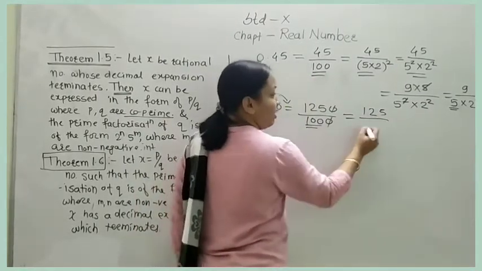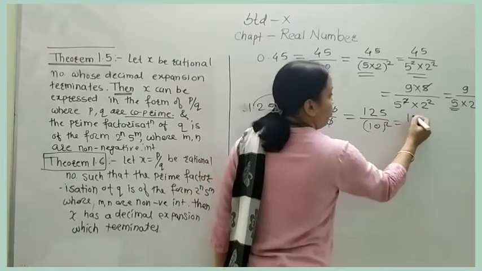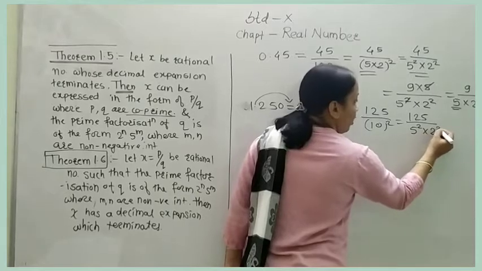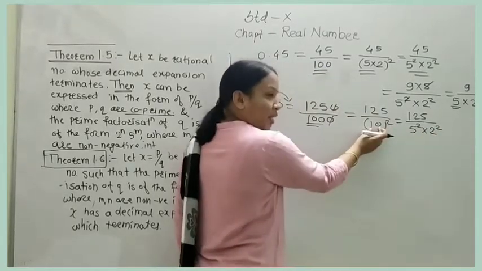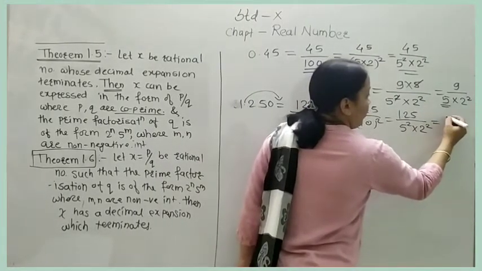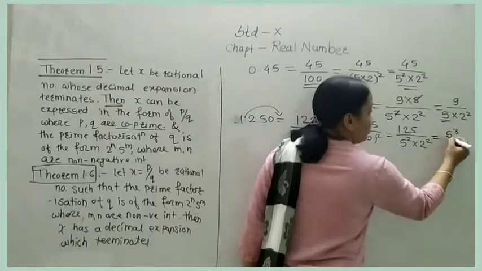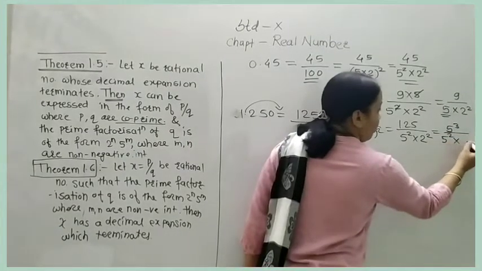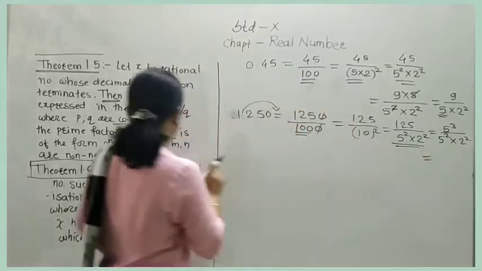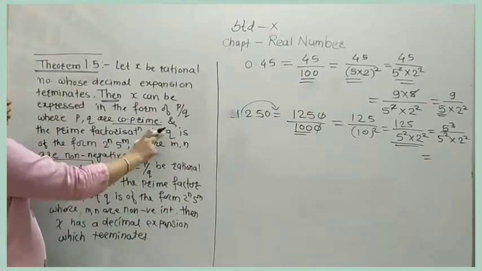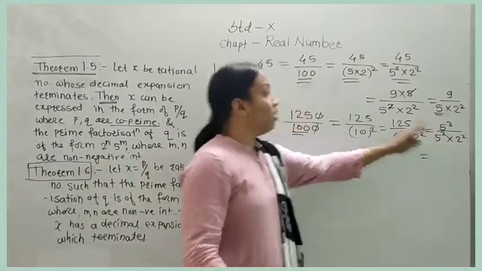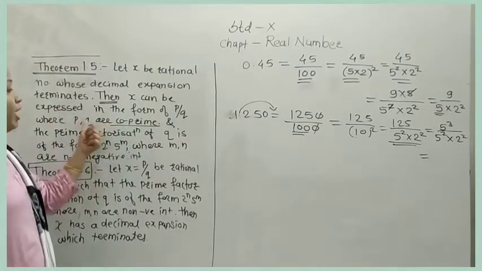Now it is again 10 square. 125 over 10 square. 10 square means 5 square into 2 square, laws of indices: 10 can be written as 5 into 2. Now 125 can be written as 5 cube, and the denominator is 5 square into 2 square. Up till now, the theorem that p by q is of the form 2 raised to power n and 5 raised to power m is over. But we have to prove this also, that p and q are co-prime.